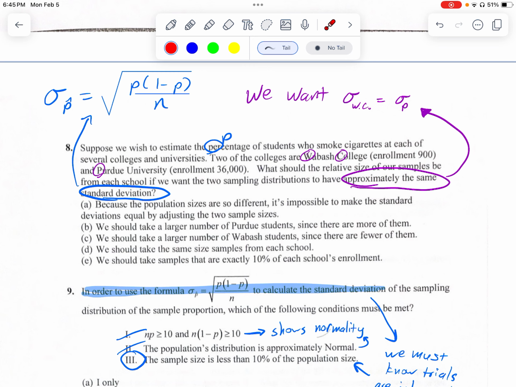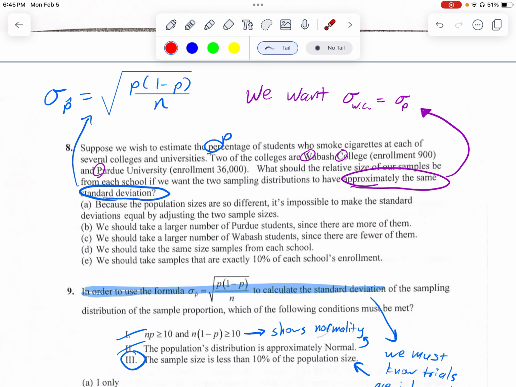Two of the colleges are Wabash College, I call that WC, and they have 900 kids, very small college. And then there's Purdue University, subscript P. They got 36,000 kids. What should the relative size of our samples be from each school if we want the two sampling distributions to have approximately the same standard deviation?